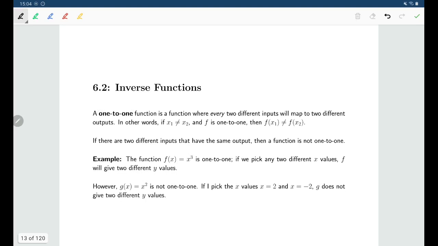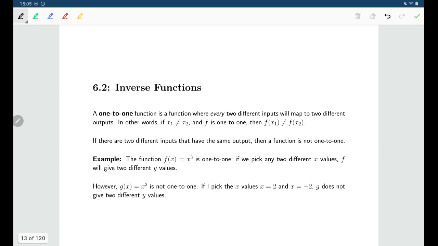So if we wanted to be a little bit formal here, we would say that if you have two different x values and f happens to be a one-to-one function, then you'll get two different y values. That's what a one-to-one function has as its properties. So for example, something like the cubing function, x cubed, that's one-to-one, because if you pick any two different x's, you will get two different y values.